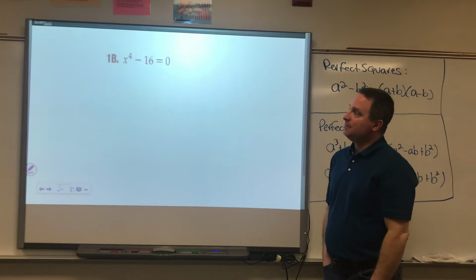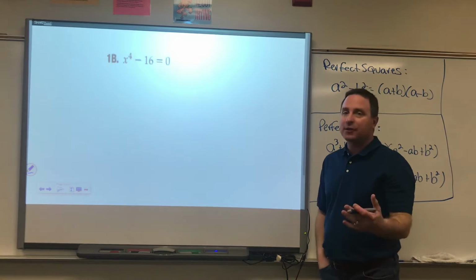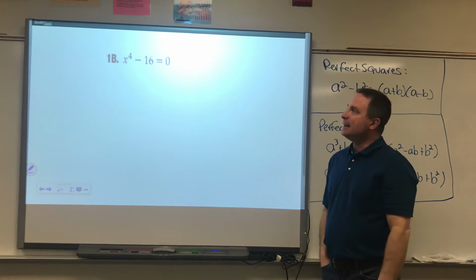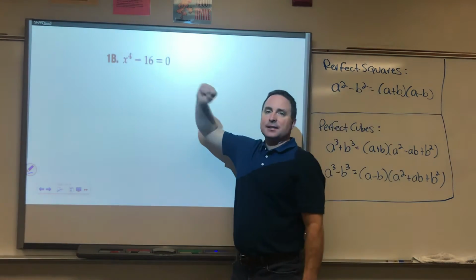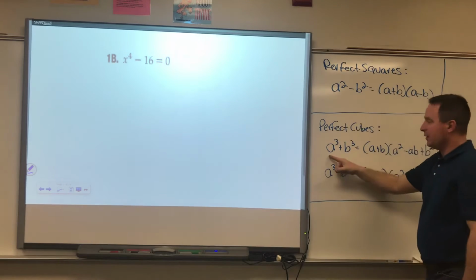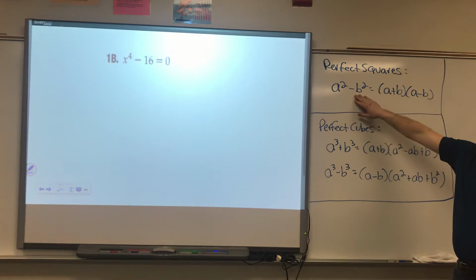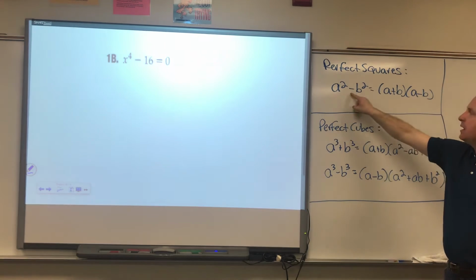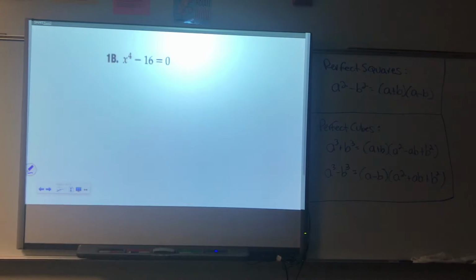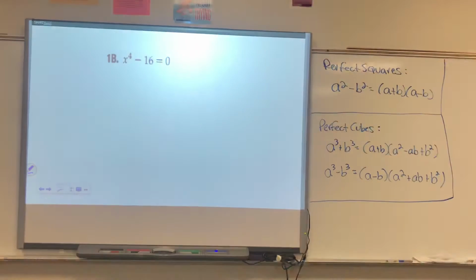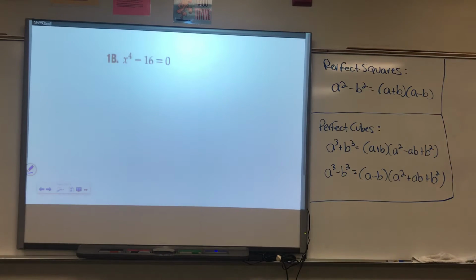How about this one? Now there's nothing that goes into both of them. They don't have a greatest common factor. And I see x to the fourth, and then I see 16. Well, they're not perfect cubes, but are they perfect squares? Is there just two terms? Are they being separated by subtraction? I think so.